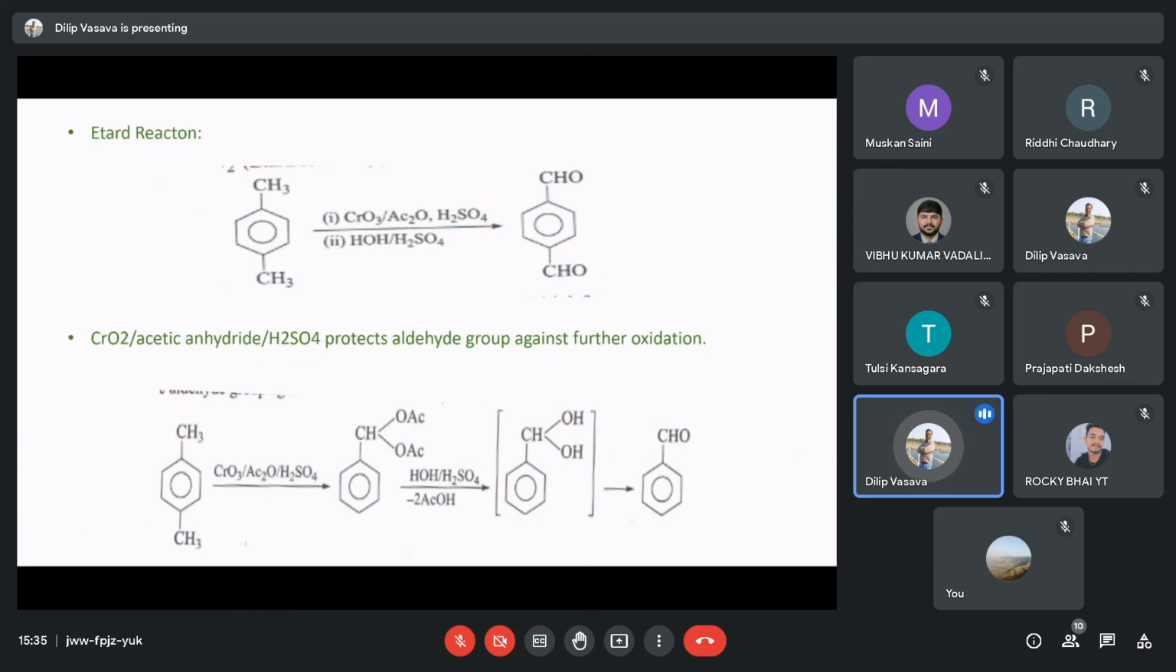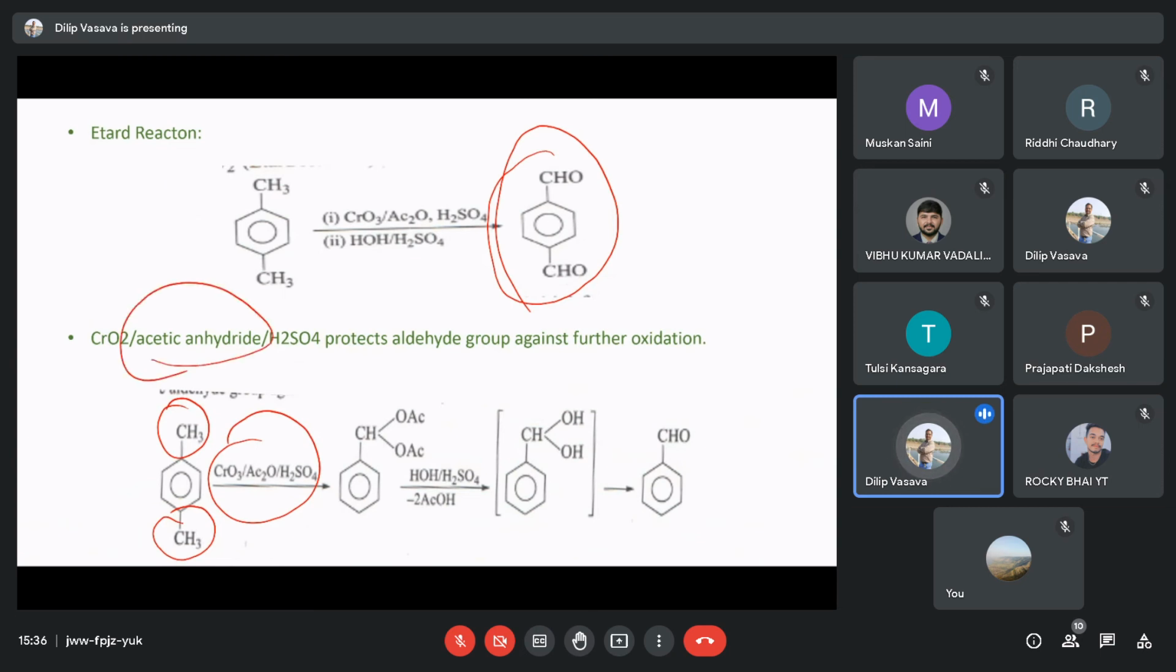This can be carried out by the Etard reaction. First it is oxidized to the aldehyde and then immediately it is oxidized to the carboxylic group. This is the controlled reaction where 2 methyl groups are given, but in the presence of chromium trioxide and acetic anhydride, selective oxidation takes place. So only one of the groups is oxidized.